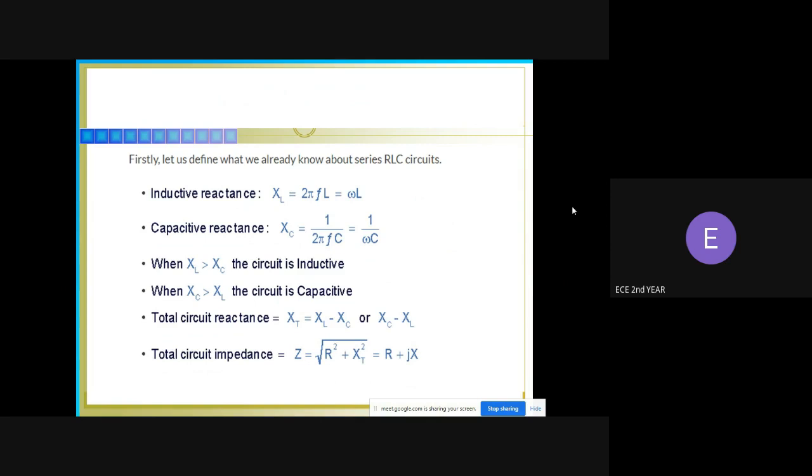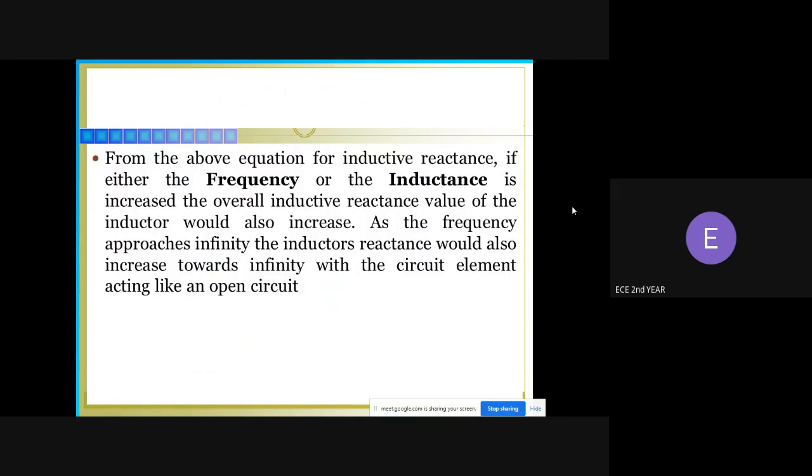For the above equation of inductive reactance, if either the frequency or the inductance is increased, the overall inductive reactance of the inductor would also increase. As the frequency approaches infinity, the inductive reactance would also increase towards infinity, with the circuit element acting like an open circuit. Clear? Yes, the frequency is approaching infinity. At infinite frequency, what about the inductive reactance?